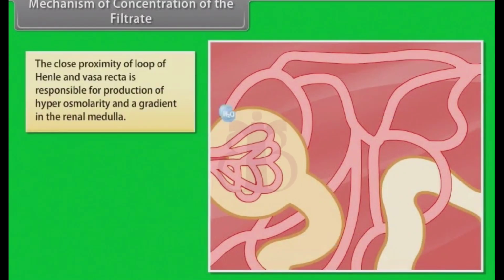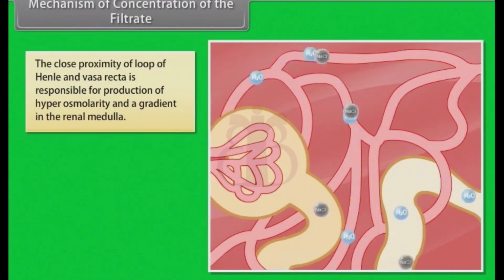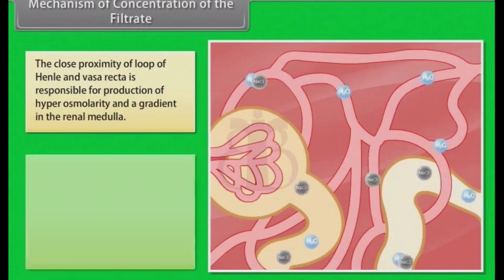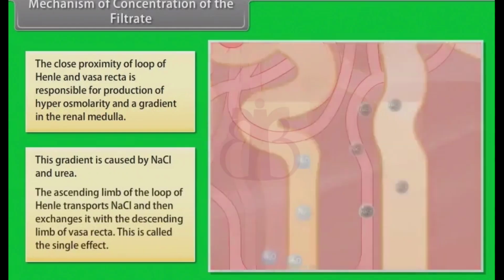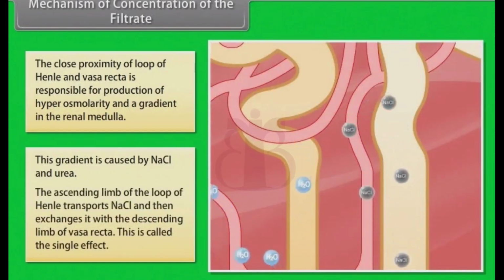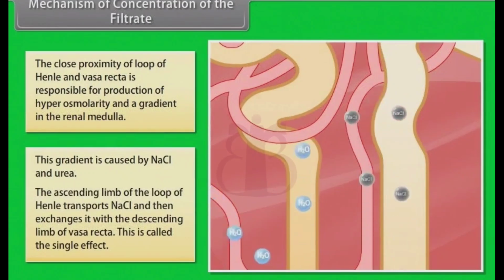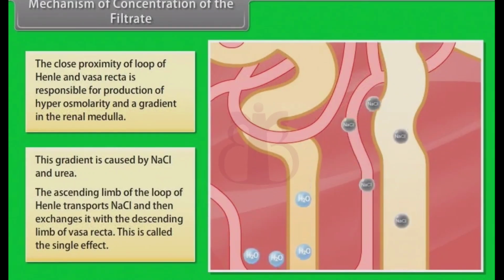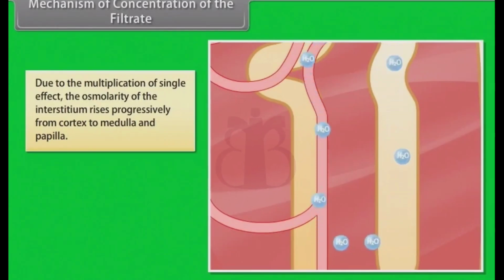The close proximity of the loop of Henle and vasa recta is responsible for the production of hyperosmolarity and a gradient in the renal medulla. This gradient is caused by NaCl and urea. The ascending limb of the loop of Henle transports NaCl and then exchanges it with the descending limb of the vasa recta. This is called the single effect. Due to multiplication of the single effect, the osmolarity of the interstitium rises progressively from cortex to medulla and papilla.